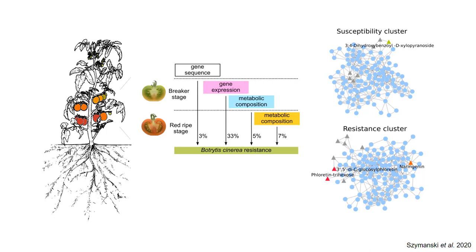these three criteria. One was defined as the susceptibility cluster, and the susceptibility cluster gathers genes and metabolites, so transcripts and metabolites, that positively correlate with susceptibility or negatively correlate with resistance, and the resistance cluster are those that positively correlate or positively affect the resistance. So of course we were interested in the resistance cluster.